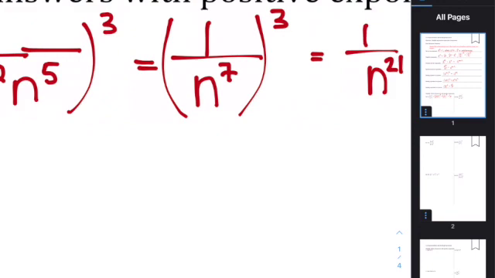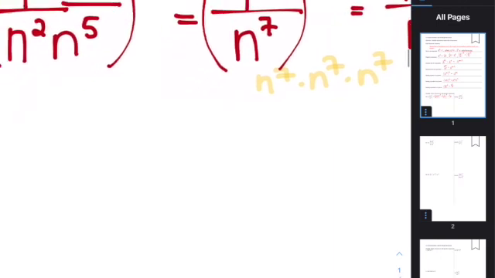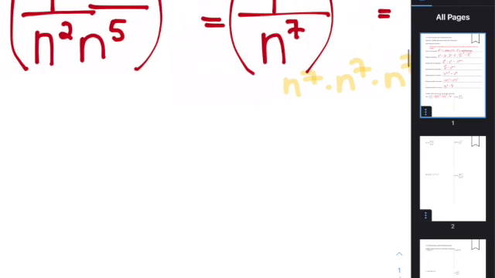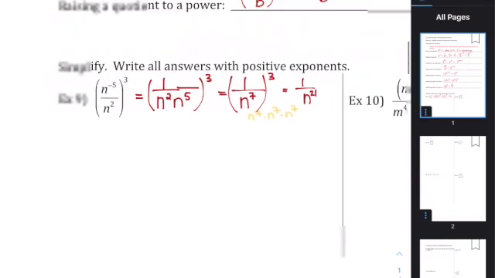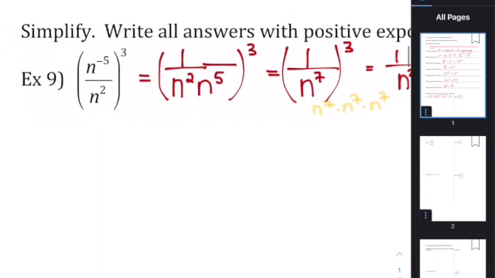And a quick thing, if you want to think about this, that's like n to the 7th times n to the 7th times n to the 7th. Okay? Or another way I want to show you, I'm going to show you a couple of them. All right, so that's the first way you can do it.